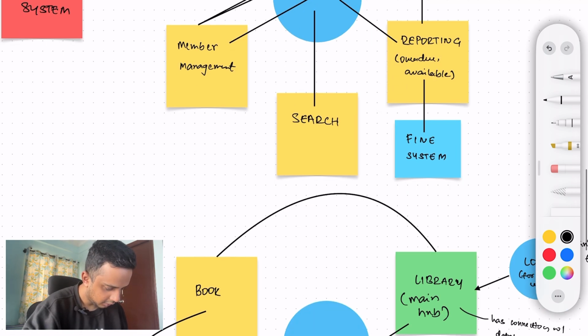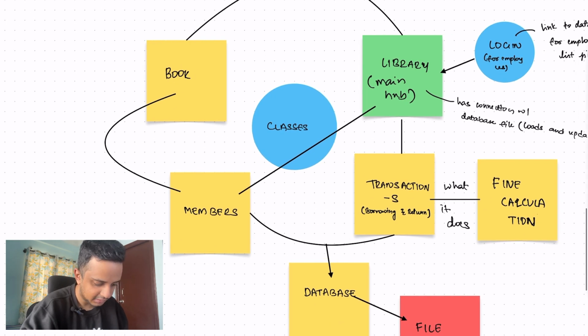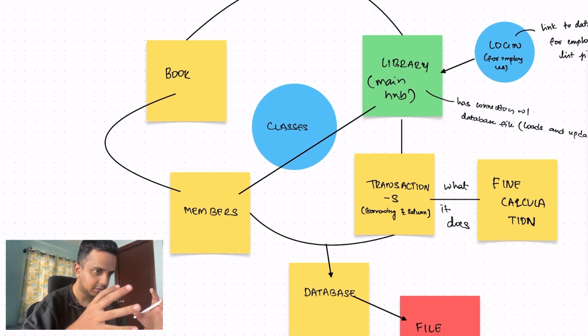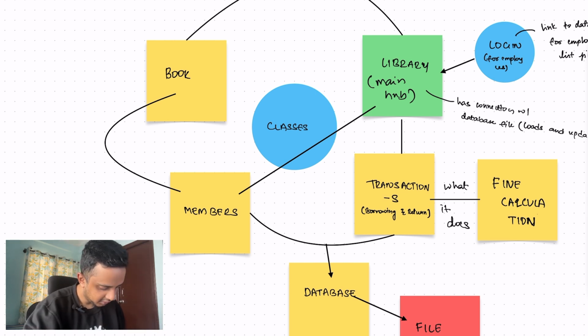These are the different classes that have to be there: book class, members class, library. Library is the spine of this entire program. So this has to be related to books, which handles individual books, and then it is related to members, and each member should be related to what books they have borrowed. Library should get all the data from the database.